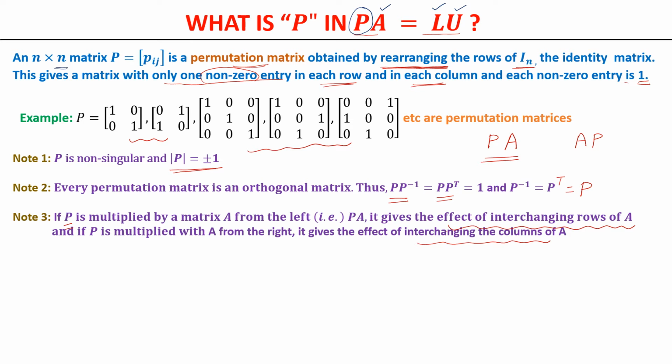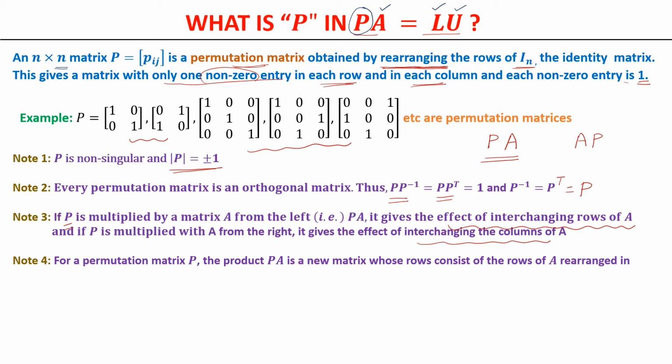So the way you multiply P takes care of the effect of interchanging of rows or columns respectively. And then this is a new matrix. As I said, for a permutation matrix, the product PA is a new matrix whose rows consist of the rows of A rearranged in the new order.